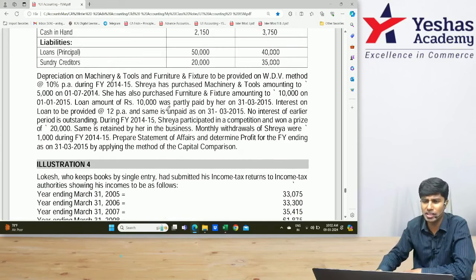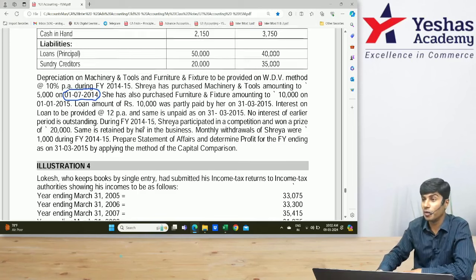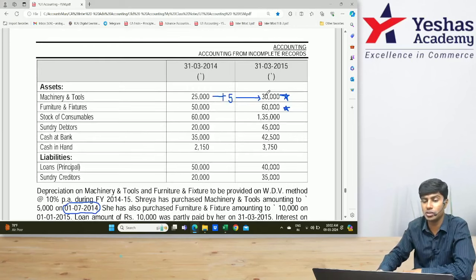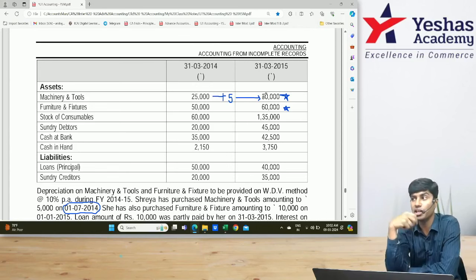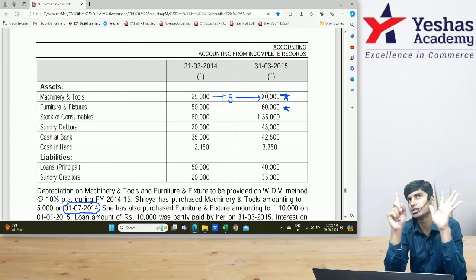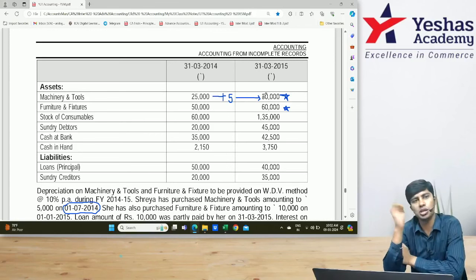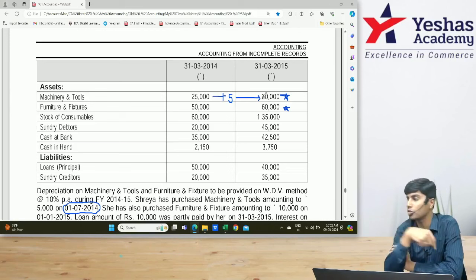Why did they give this information? They've told that it was purchased on 1st of July 2014. When we provide depreciation, we should not apply the depreciation percentage on 30,000. For 25,000 opening balance, full year depreciation. For the 5,000 purchase, from 1st of July to 31st of March. How many months is that? Correct, 9 months. April, May, June, 3 months you eliminate from 12. 9 months depreciation on that 5,000.